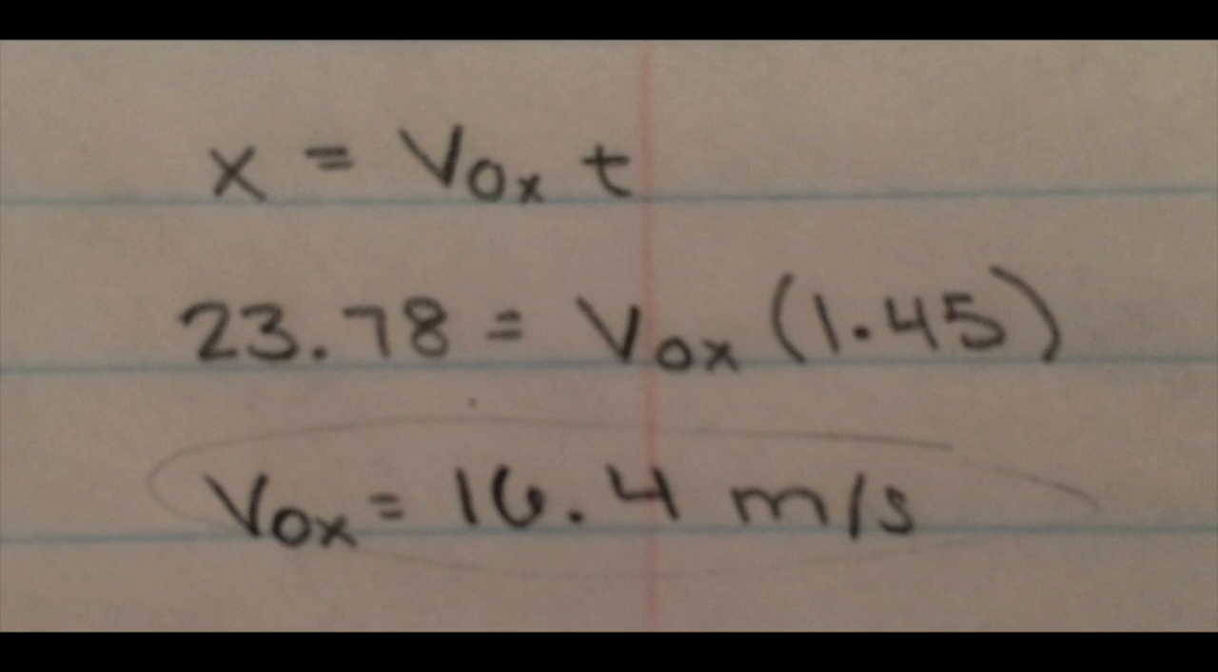We then found the initial velocity in the x direction by plugging in the entire length of the court, 23.78 meters, and the time of the entire flight, 1.45 seconds. When you do the calculations, the initial velocity in the x direction is 16.4 meters per second.